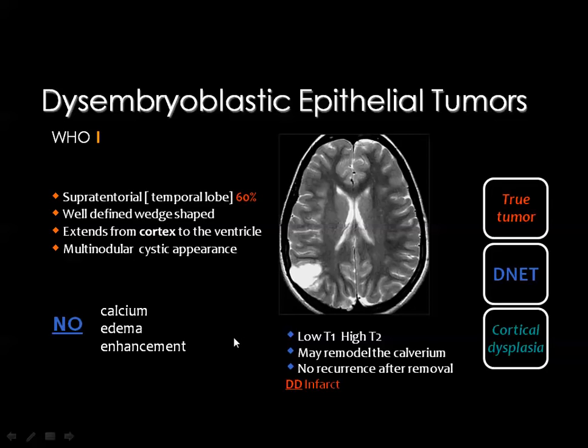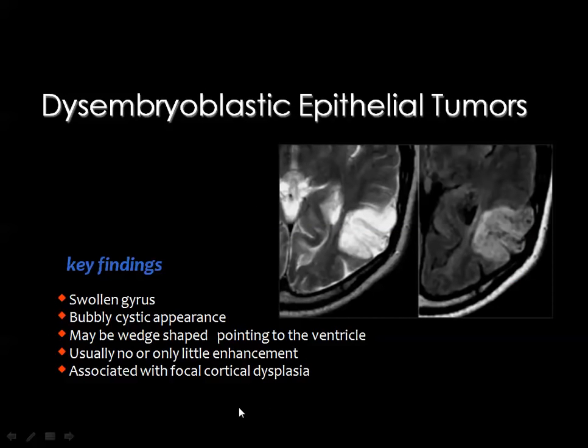infarction. But you should remember that these lesions do not contain calcium, they are not surrounded by edema, and they do not show contrast enhancement. The most important sign to diagnose these two tumors is the remodeling of the calvarium. These are cortical lesions and they are slowly growing and they indent the cortex from its interior aspect. Then many times you see these tumors associated with the scalloping of the inner table of the skull. And this appearance will help you to predict the nature of this tumor.